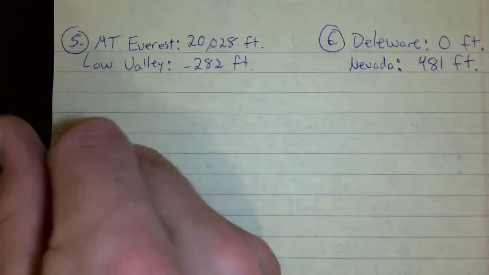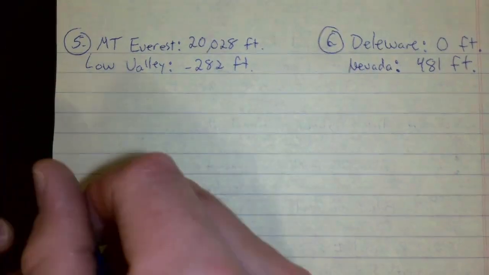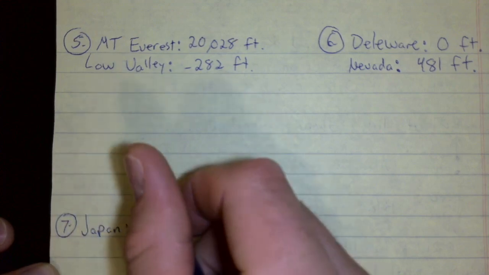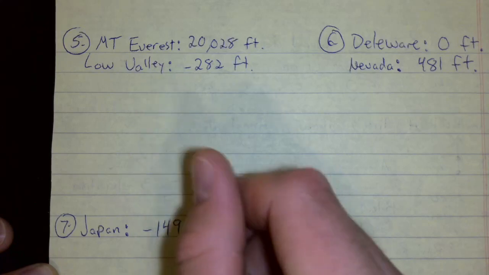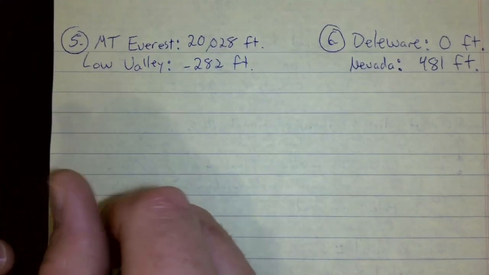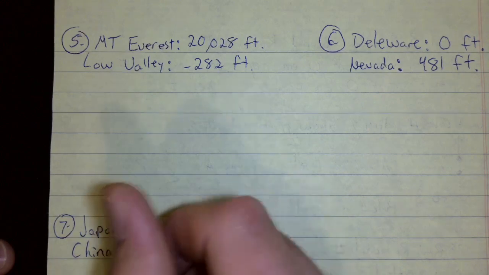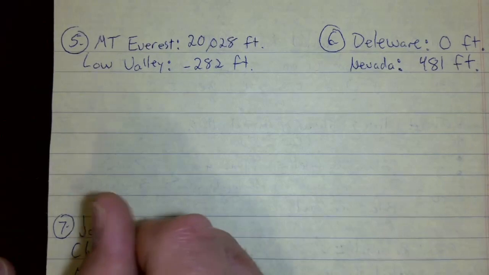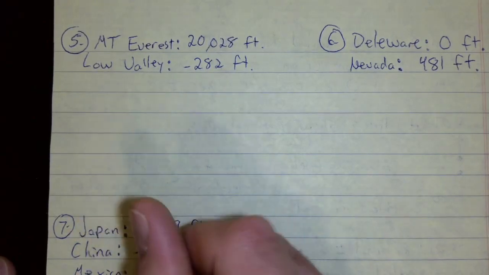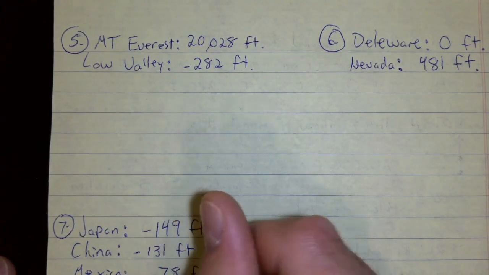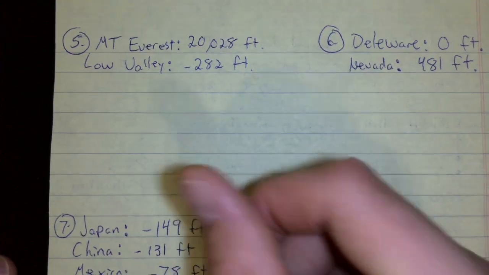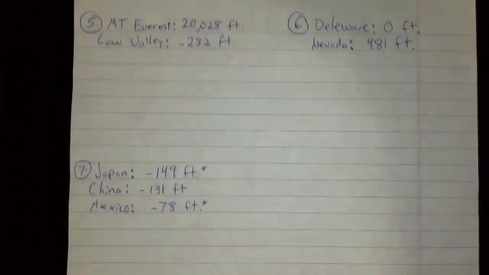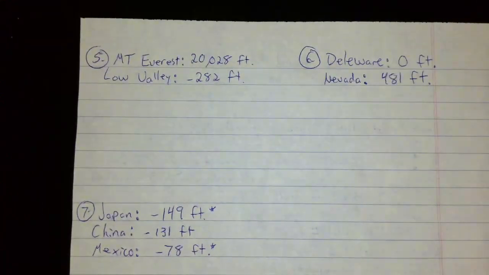And number 7, go ahead and skip a couple lines just so you have enough room. Number 7, you'll compare 3 different locations. Japan's at negative 149 feet. China is at negative 131 feet. And Mexico is at negative 78 feet. And then I'll just put stars next to the 2 that you'll compare, but you will plot all 3 on the same number line. Go and try numbers 5, 6, and 7 on your own.